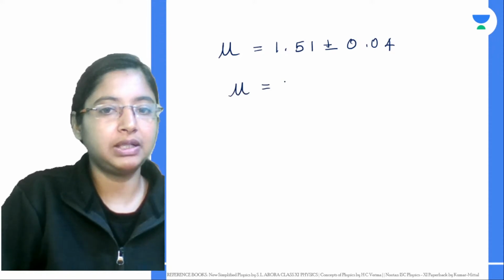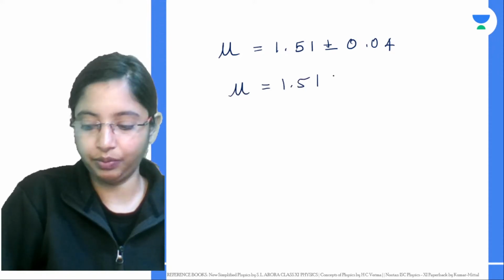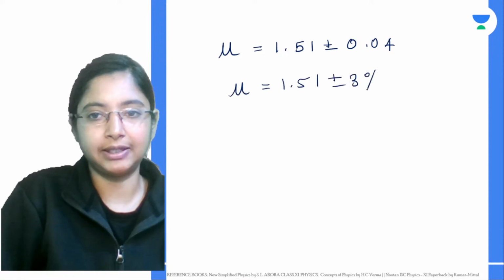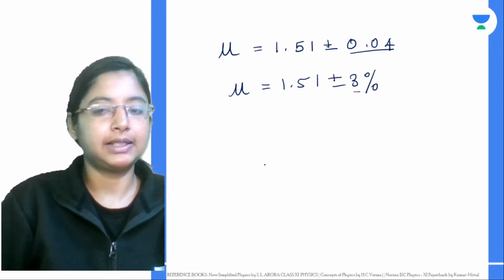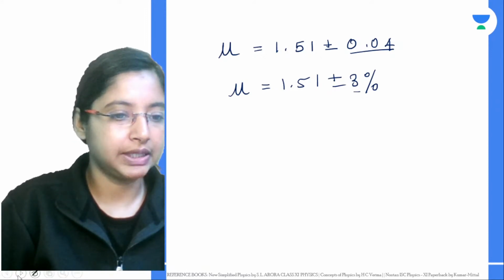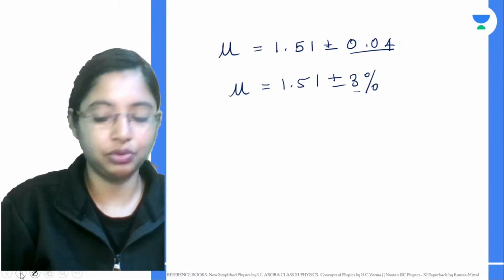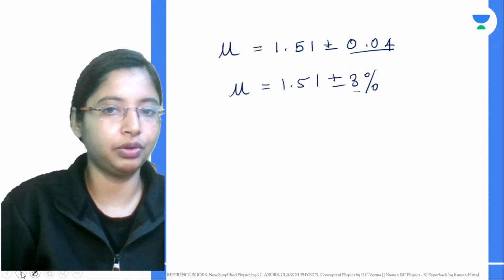In terms of percentages, if you're writing, it will be 1.51 plus or minus 3% of this value. 3% is this value. Alright, so this brings us towards the end of today's session. So if you have any doubts about how to find the error value, you can ask me in the chat box.